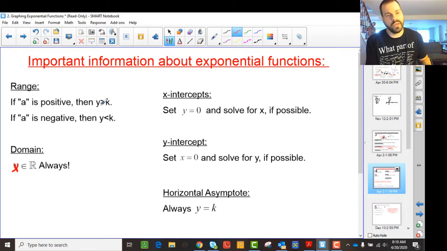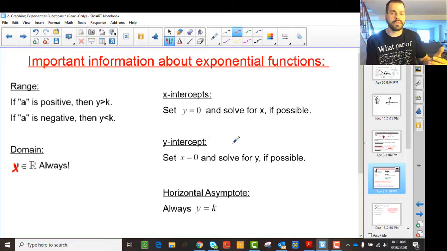The range is determined by the k value. It's either going to be greater than k if a is positive, or less than k if a is negative. For the y-intercept, you set x to 0, and for the x-intercept, you set y to 0, so you can solve those in either direction fairly easily. And then the horizontal asymptote is always y equals k. You're going to be asked to state the transformations and then state this stuff. Everything is situated with k, these two, and then these two are going to have a or b or h affect them, in terms of x-intercepts and y-intercept.